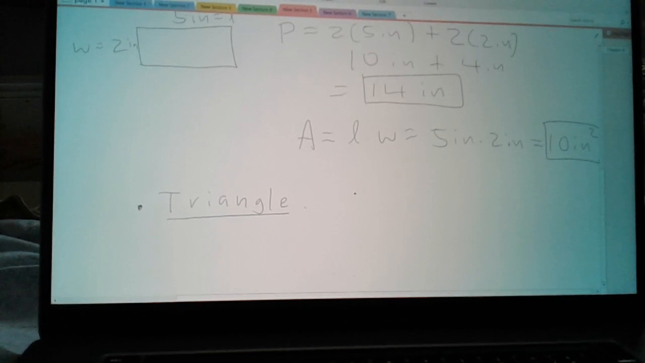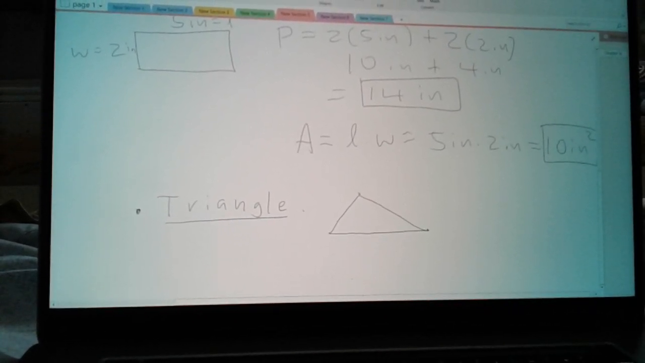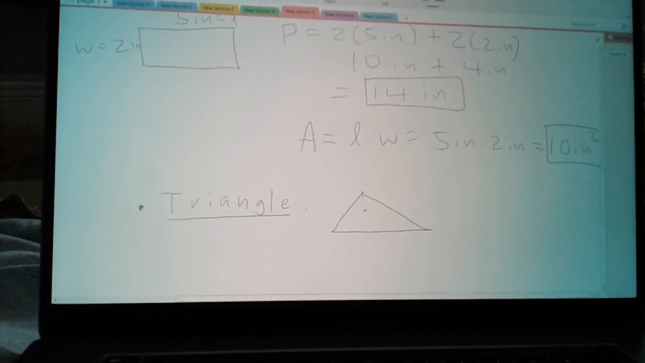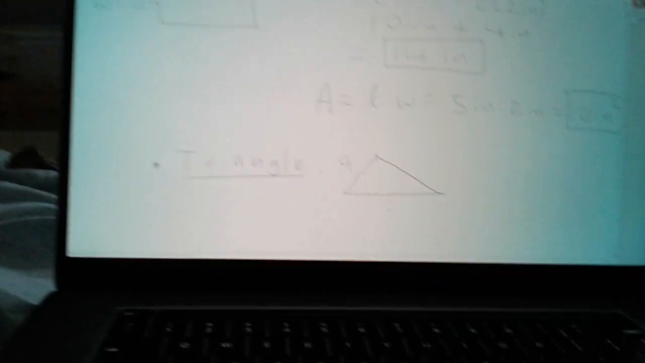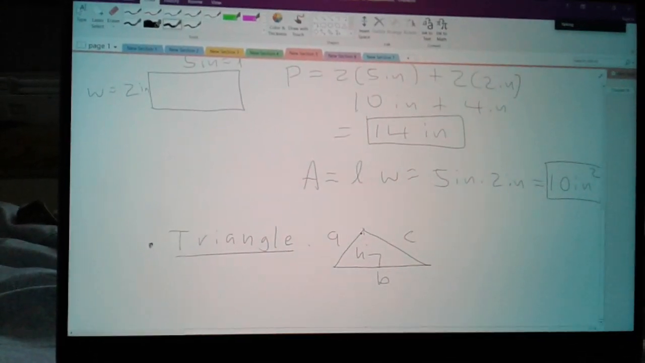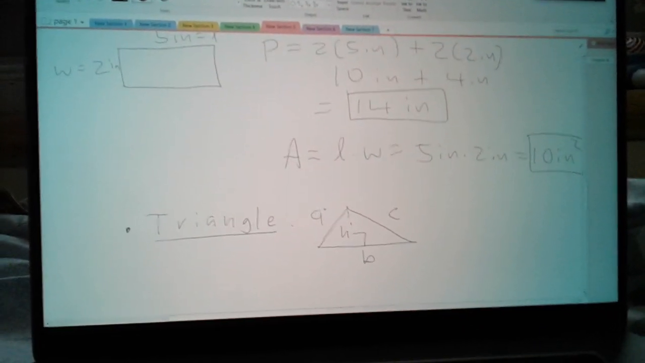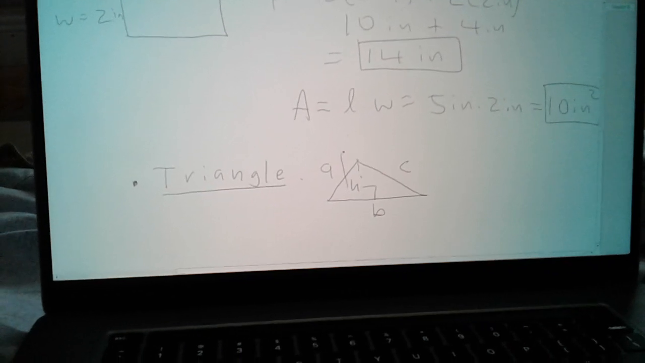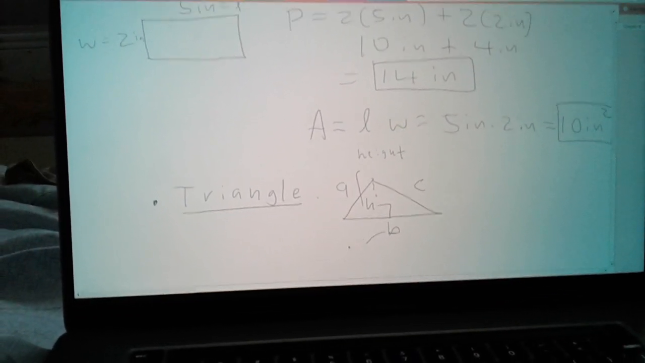And we have a triangle. So a triangle is a 3-sided polygon or 3-sided figure that's closed. So a triangle has an altitude, a height, and it has 3 sides, A, B, and C. So this is the height. This is the base.